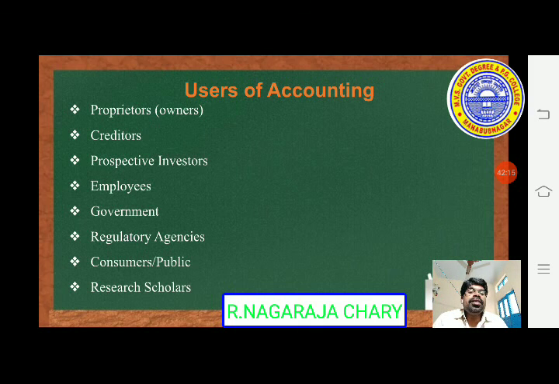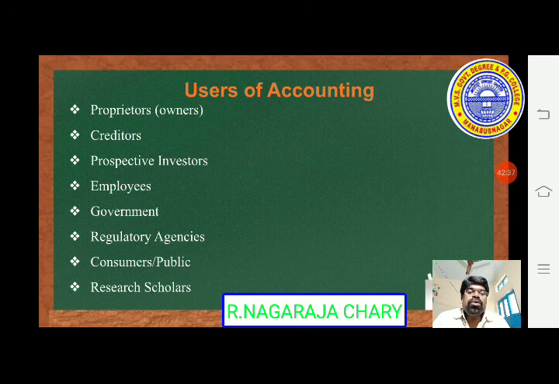Next, regulating agencies. Regulating agencies means like SEBI for the stock market, RBI for commercial banks, IRDA for insurance regulating authorities. So regulating agencies also require accounting information, right?